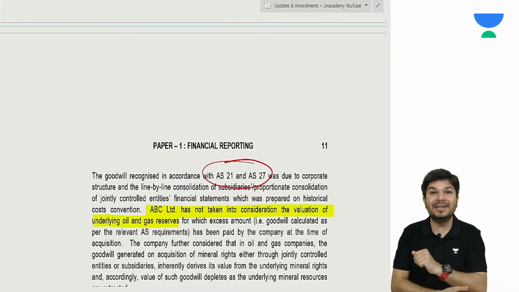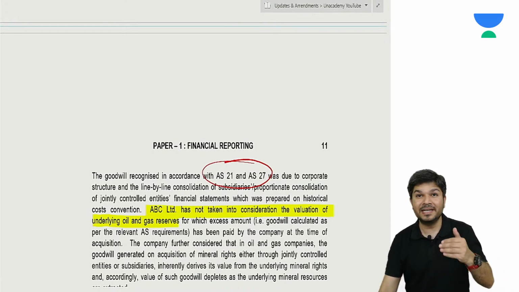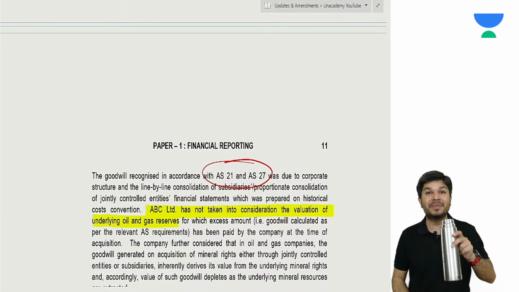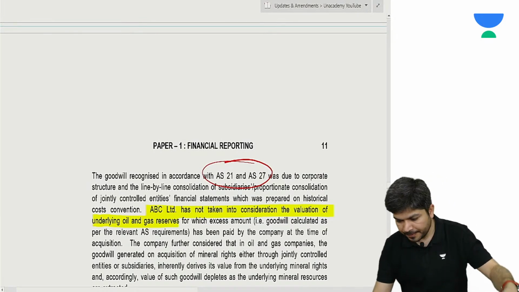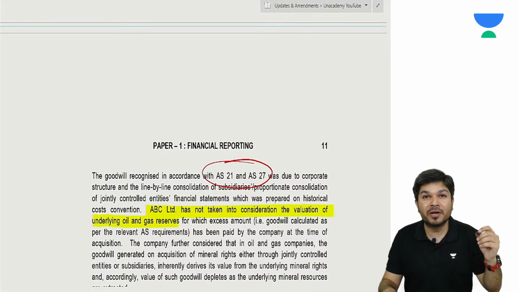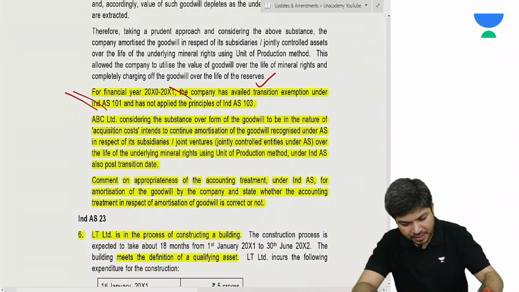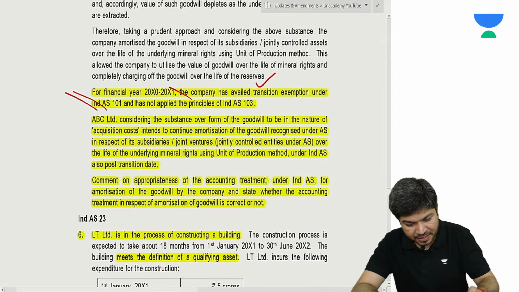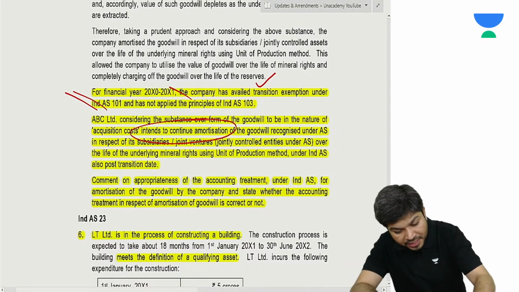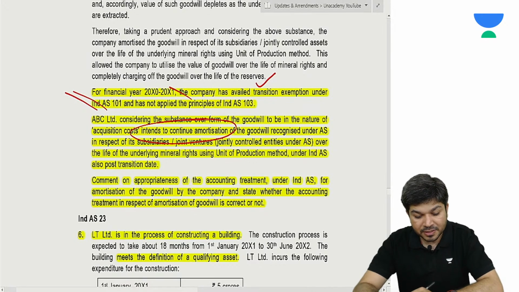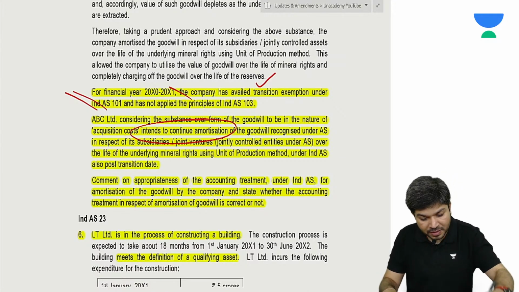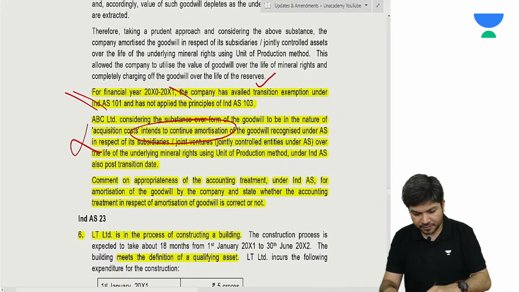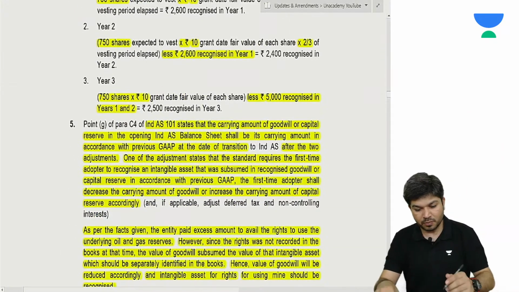And one more thing. Under Ind AS, do we amortize goodwill? Once Ind AS comes up, do we amortize goodwill or we just test it for impairment? Sir, we don't amortize goodwill, we just test it for impairment. But what they have done over here, considering substance over form, for goodwill to be in the nature of acquisition cost, you intend to continue amortization. You intend to continue amortization based on whatever extraction you do, that much you are amortizing goodwill. This is actually wrong.